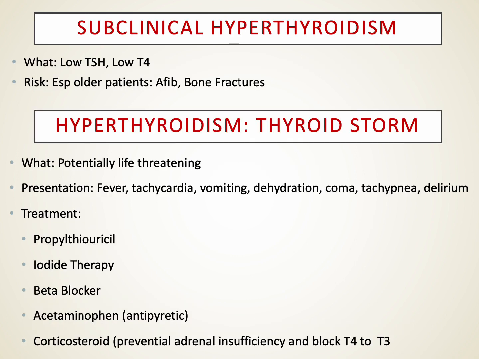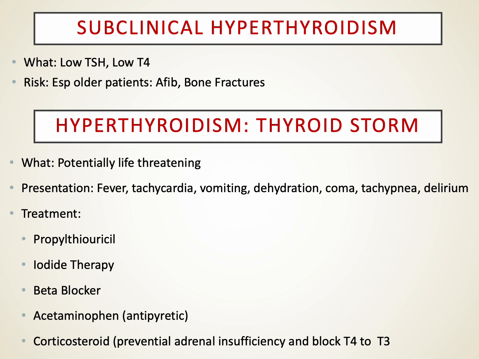There are also patients who have subclinical hyperthyroidism. Typically, they have a low TSH and maybe a low T4. This might be seen in older patients with AFib, and so you want to get an evaluation here by an endocrinologist to assess what next steps are.